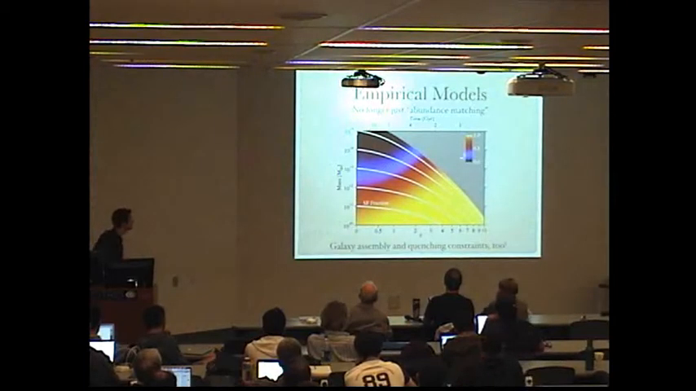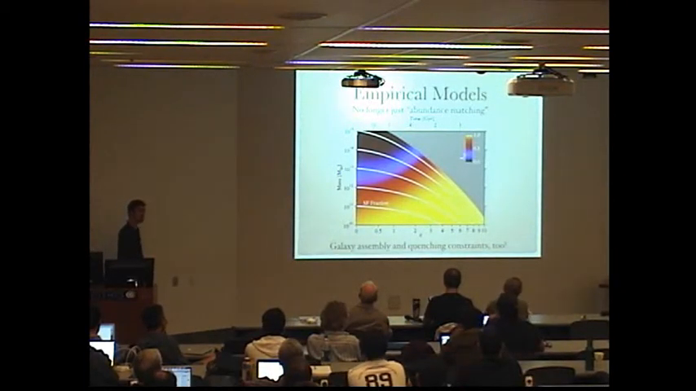I'll just finish and say empirical models are no longer just abundance matching, but they can tell us interesting things about galaxy assembly, quenching constraints, and in the future, much, much more.